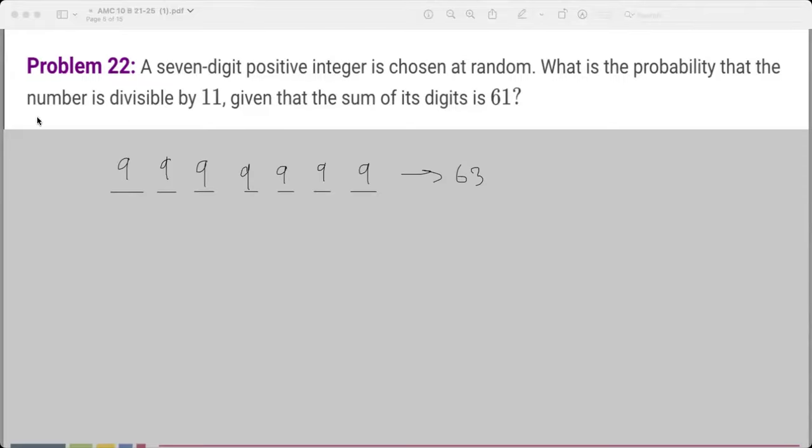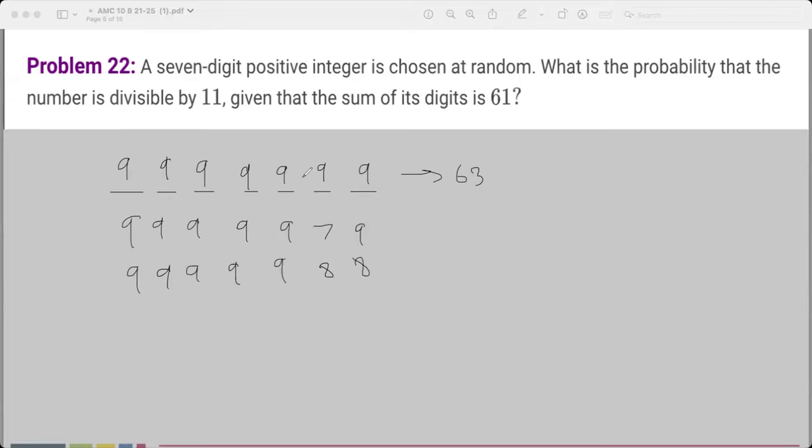Because we're looking for the probability the number is divisible by 11, not among all of the 7-digit positive integers, but only among those whose sum of digits is 61. There are very few of those. So we can think about what a number whose sum of digits is 61 would look like. It could be like this, where we have 6 nines and 1 7, or we could have 5 nines and 2 8s. And as it turns out, these are the only two possibilities.